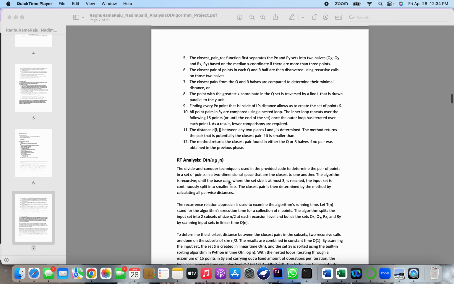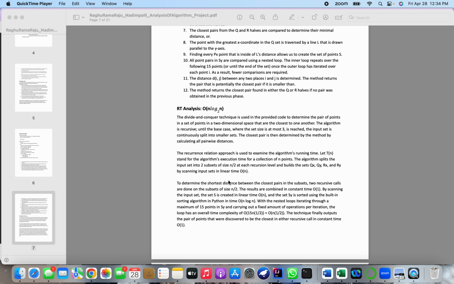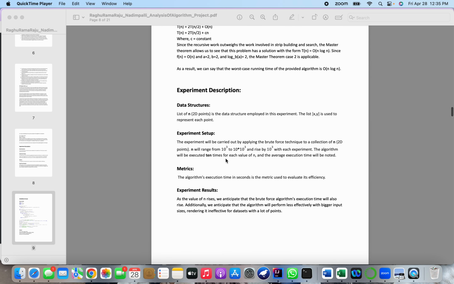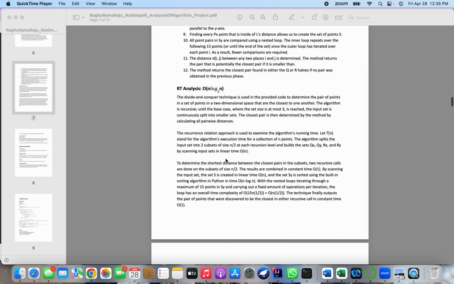It's the same explanation. And the time complexity of the divide and conquer method is O of n log n, which is much faster than the brute force method for large sets of points. However, the algorithm can be slower for small sets of points due to the overhead of the recursive calls. Nevertheless, it is an efficient algorithm for solving the closest pair problem and is widely used in practice. So this is the source code that I have developed from this pseudocode that I have built.